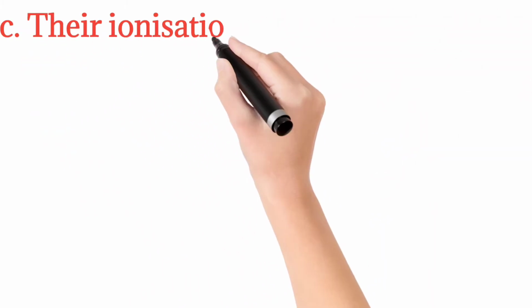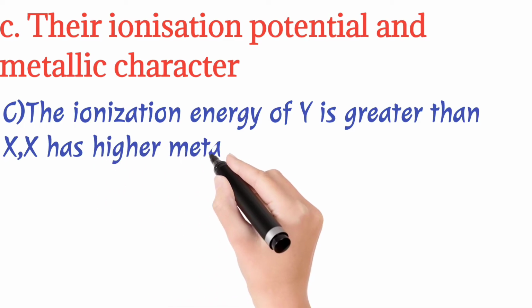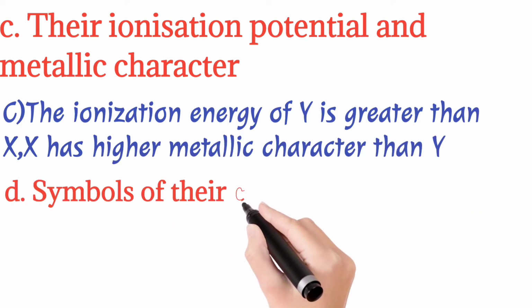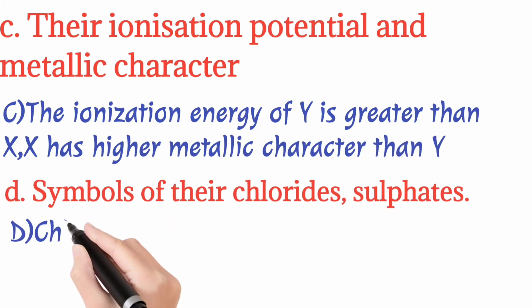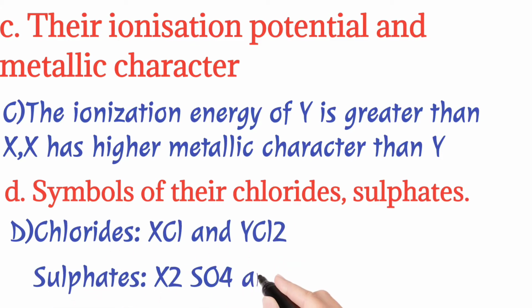Then their ionization potential and metallic character. We have to write about their ionization potential and metallic character. The ionization energy of Y is greater than X. X has higher metallic character than Y.